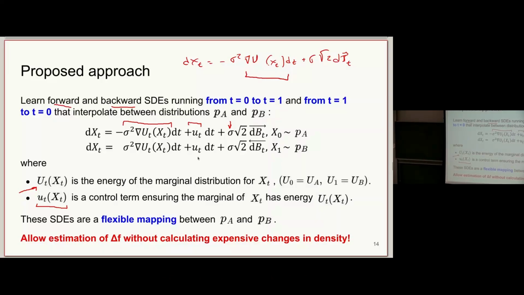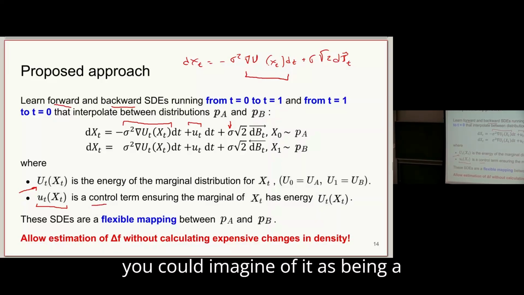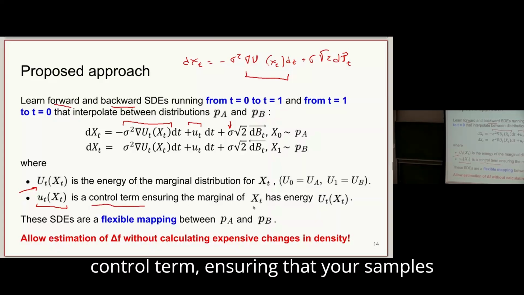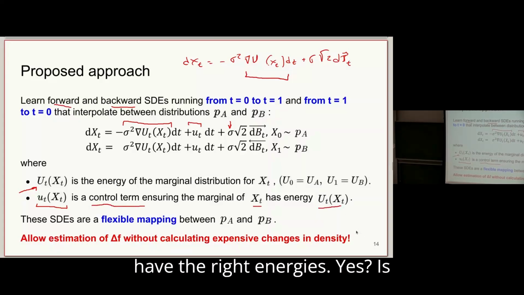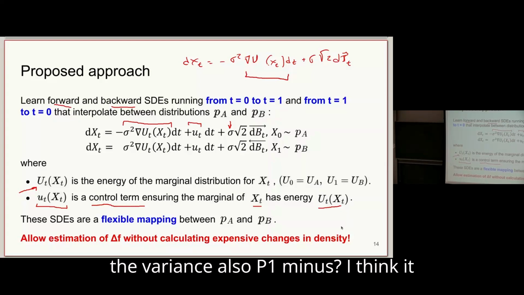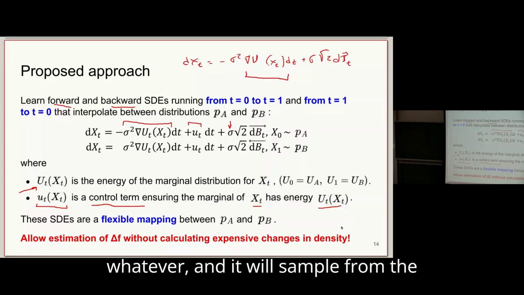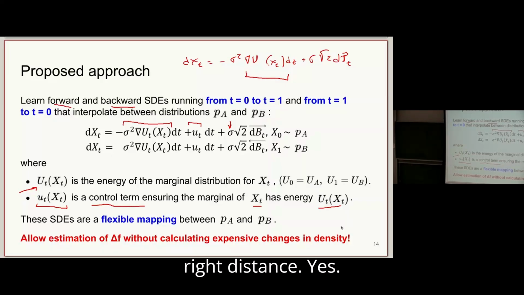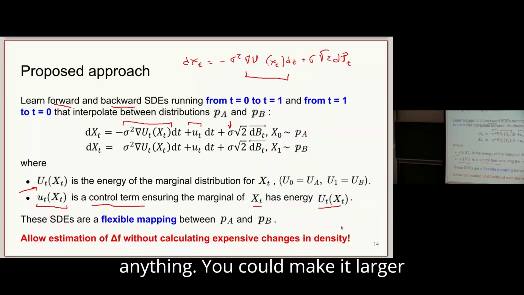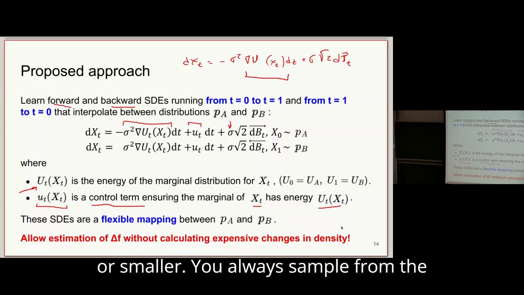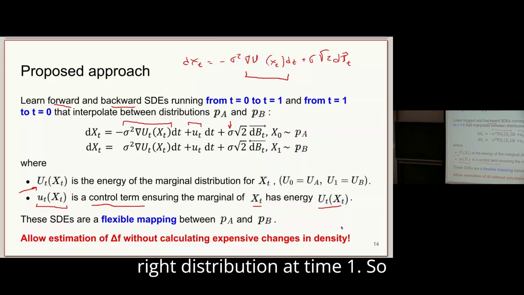This term U_t, you could imagine as being a control term, ensuring that your samples have the right energies. Yes? Is the variance also key? I think it doesn't matter, no. This sigma can be whatever, and it will sample from the right distribution. Okay. Yes. It's the same as in the stochastic interpolants. In the stochastic interpolants, the sigma can be anything. You could make it larger or smaller. You always sample from the right distribution at time 1.